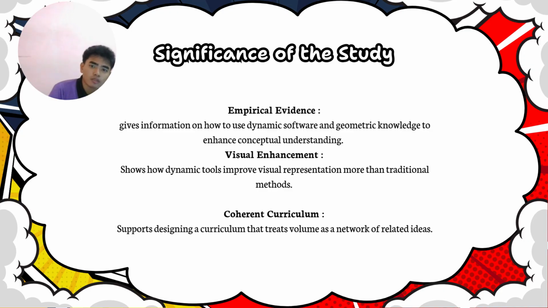So the next one is visual enhancement. It shows how dynamic tools improve visual representation more than traditional methods. For example, how can we present a shape using apps or technology like GeoGebra? We can show it as a 3D shape and rotate it 360 degrees, while the traditional way is only drawing on a whiteboard or in books, which only shows a certain surface. For example, a cube only shows three surfaces while it has six in total, so the other three are hidden behind. And the final one is the coherent curriculum, which supports designing a curriculum that treats volume as a network of related issues.